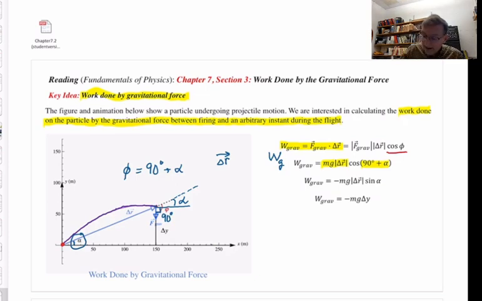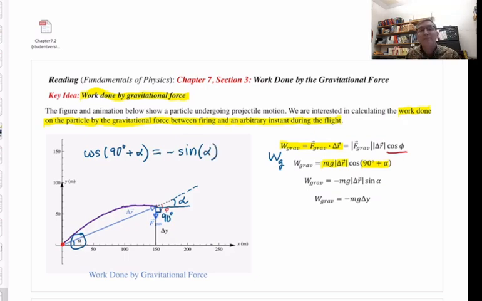All right, here's the next thing I'm going to do. I'm going to remind you of a trig identity that, if you had a good trig teacher in high school, you were taught, even if you don't remember it now. And that was this, that the cosine of 90 degrees plus an angle, in this case we'll denote it as alpha, is equal to the negative sine of the angle alpha.